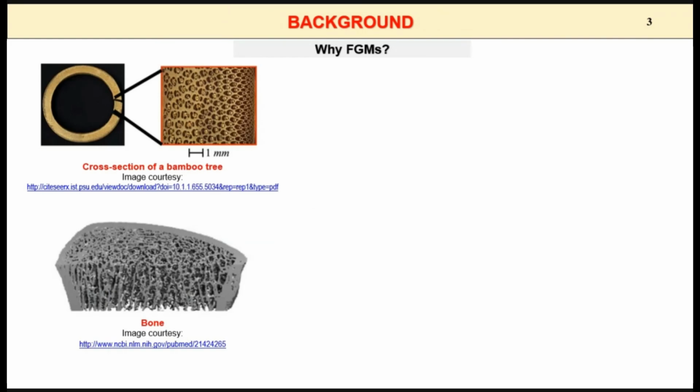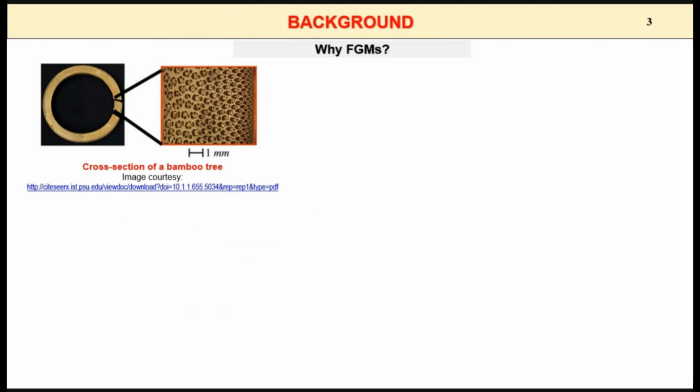Likewise, we have another example of a natural functionally graded material, that is bone. If we see the outer portion, the cortical bone is highly stiff, and the middle portion is highly porous and soft. The main purpose of the stiff outer portion is to resist compression, and the portion which is highly porous, its purpose is to absorb shock.